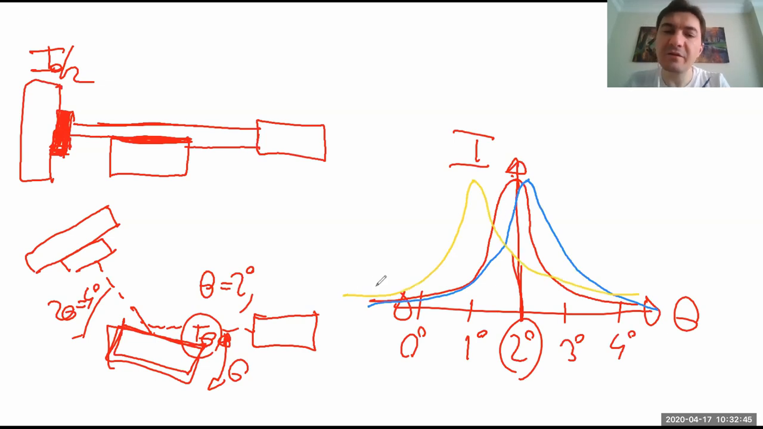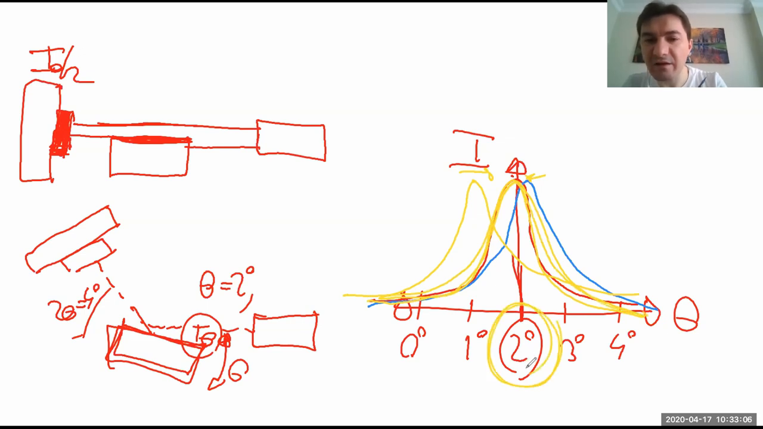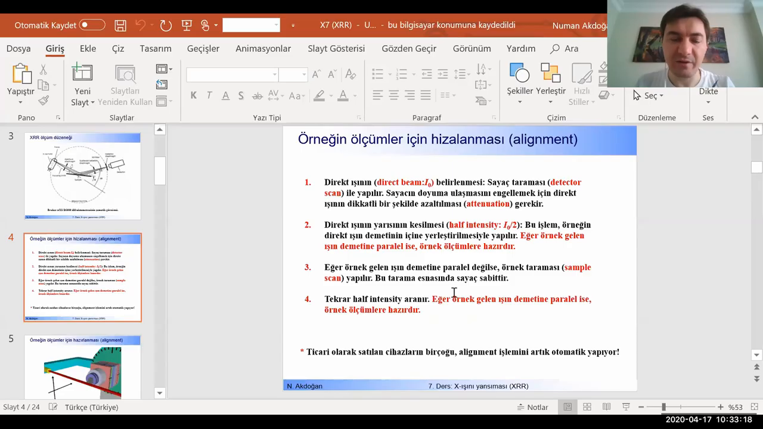Okay, so then again, you have to move this one to the left and you have to move this one to the right, okay? So then you have to ensure that perfect condition. So the sample is staying exactly at 2 degrees. So after that final step, your alignment is ready. So these are the alignment steps explained here.